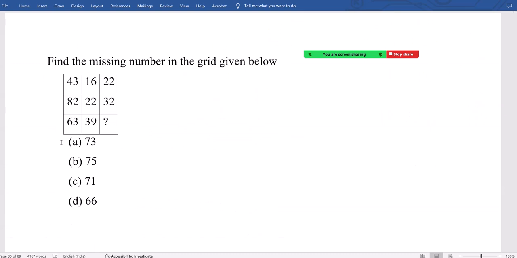What about this? 43, 16, 22, 82, 22, 32, 63, 39. What is the next one? Logic can be row wise or column wise. You can have a clear look and let me know what's the answer.